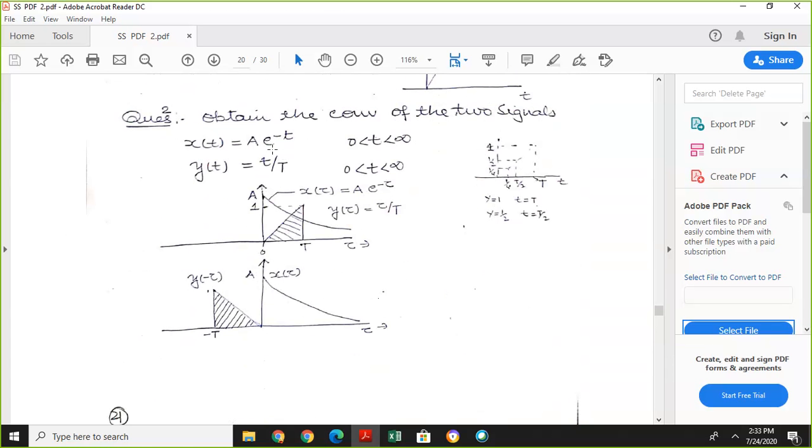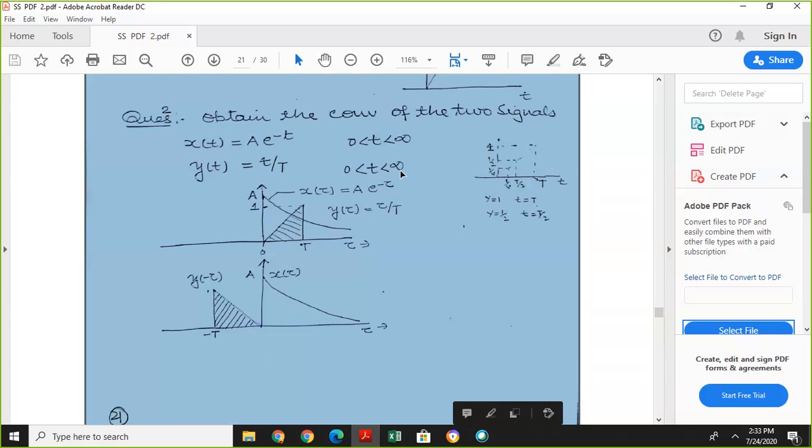Next question is, obtain the convolution of two signals. X of t is given by capital A exponential minus t when t is greater than 0, and y of t is equal to small t divided by capital T when t is greater than 0.